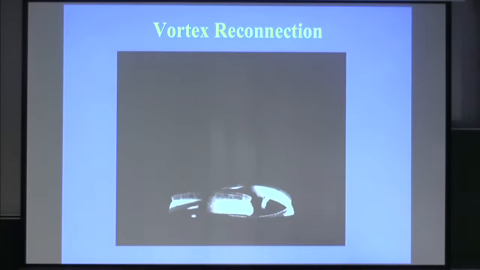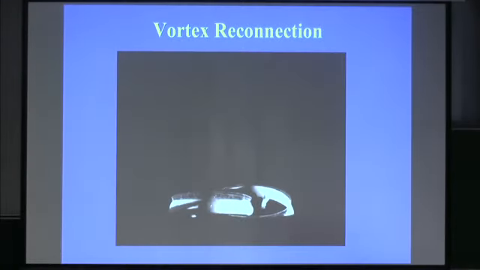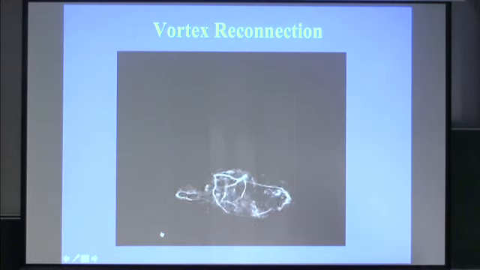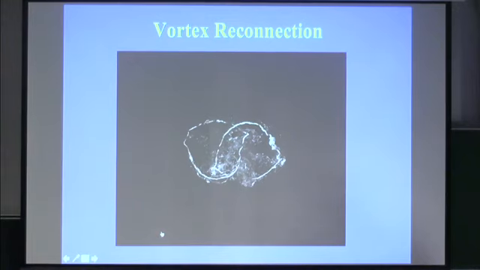So let's see if I can play the movie here. So here you see the Hopf ring. These are two circles linked like this, and they're going to reconnect. And anytime you get a reconnection event, if you've got two circles reconnecting, they become one circle. If you've got one circle reconnecting with itself, it becomes two. So the topology always changes.